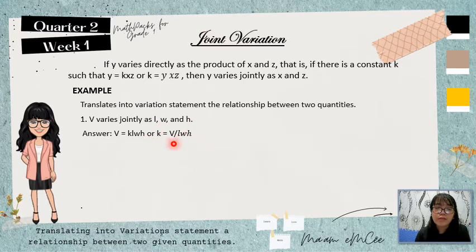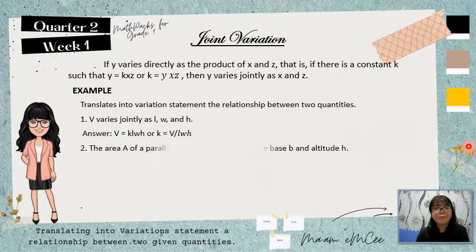This one is for the constant of variation, but we need the other one. We are just getting the equation of our variation. So V is equal to kLWH. And your V must be in capital letter because in your given, your V is in capital letter.